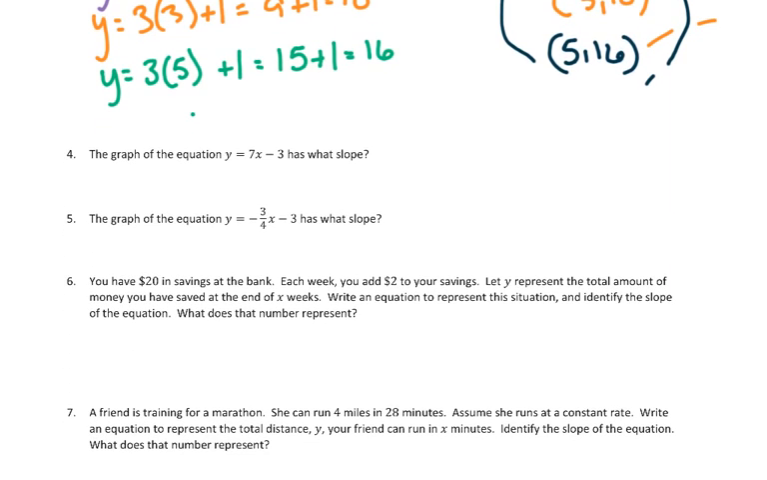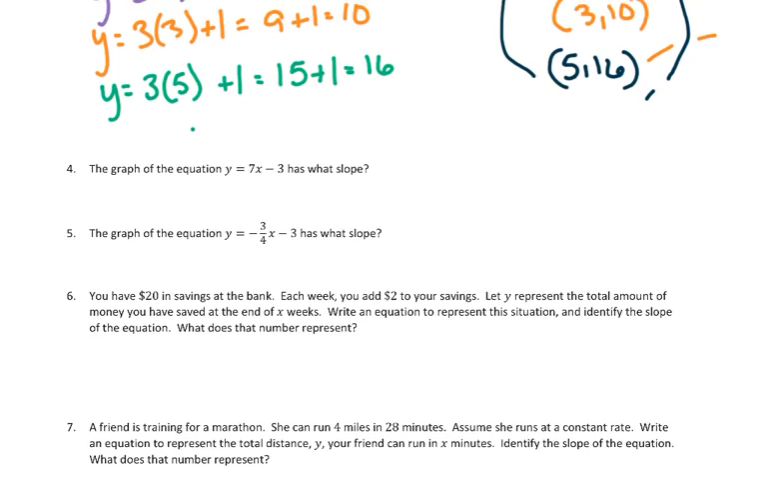So here, the graph of the equation y equals 7x minus 3 has what slope? Because this is already in slope-intercept form, meaning it has y equals a number times x and then a constant at the end, we can look at this and say our slope is equal to 7. Here, we have y equals negative 3x minus 3, our slope here, because we're looking at what's being multiplied by the x, m equals negative 3/4.